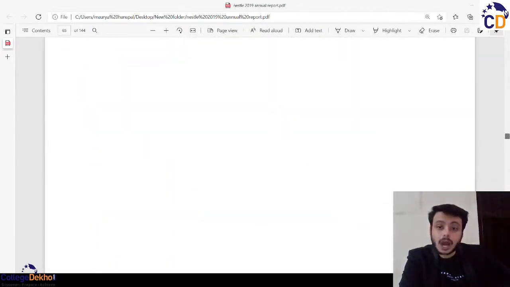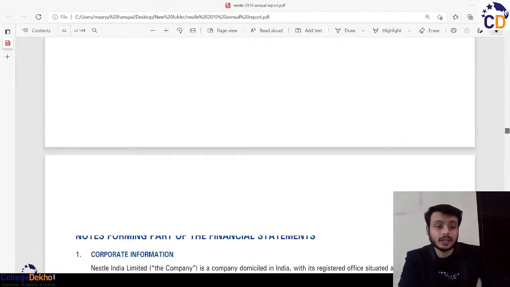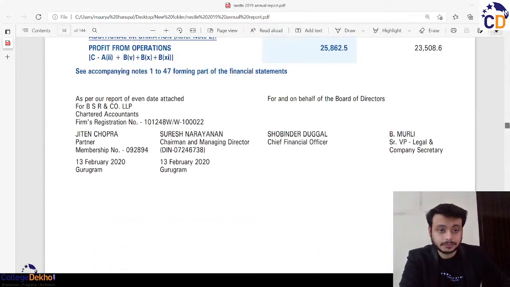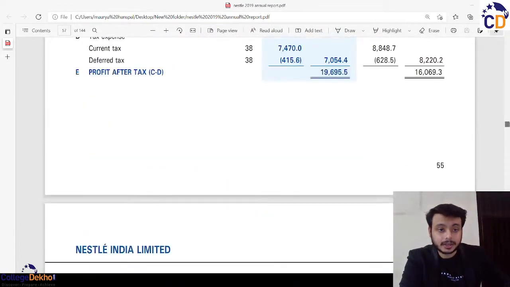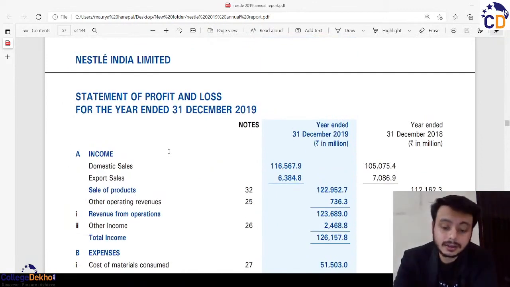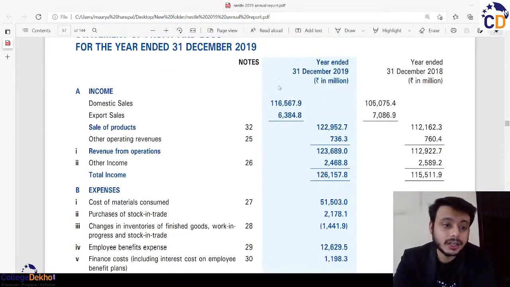In the notes to accounts now, you'll get to know everything. Like for example, if you scroll up to the P&L statement. In the P&L statement, you can see there are certain numericals written in notes. वो बोल रहा है कि sale of products अब 32 वाले इस note पर जाओ.